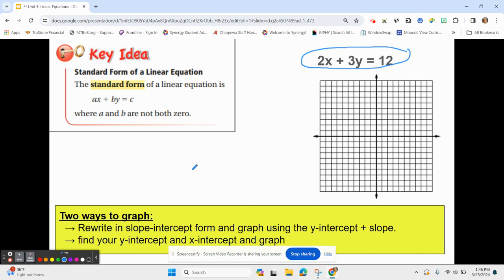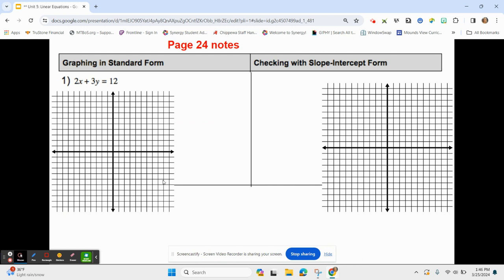There's actually two ways that we can graph using standard form. What we could do is rewrite it into slope-intercept form, just getting the y alone, and we'll do that today. Otherwise, we could find the x and the y intercepts, and we could graph that way. So today, we are actually going to do both of those. Get your pencil ready, and we're going to jump into this first one.